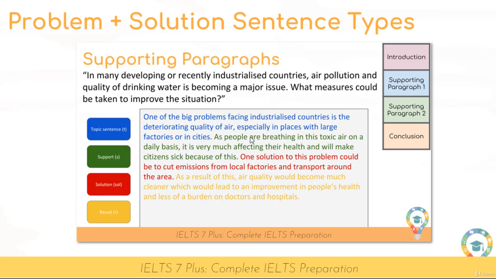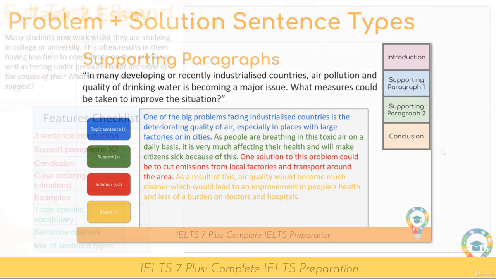But effectively, each supporting paragraph can be 4 sentences long, or you might want to add a little bit more detail to these sentences to make sure you're hitting the word count. But when I write my essay now for this student working question, I'm going to write 4 sentences for each supporting paragraph. So topic sentence, support sentence, solution sentence, and result sentence. So let's move on to writing this report.